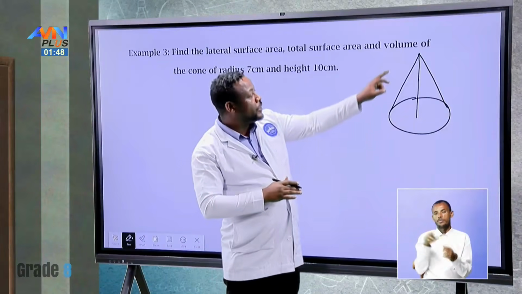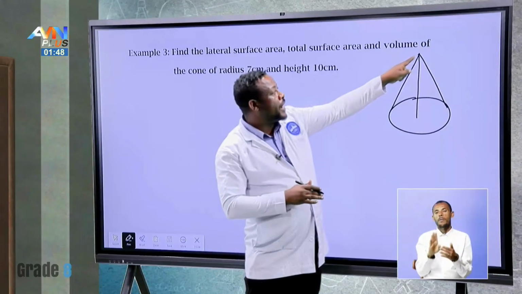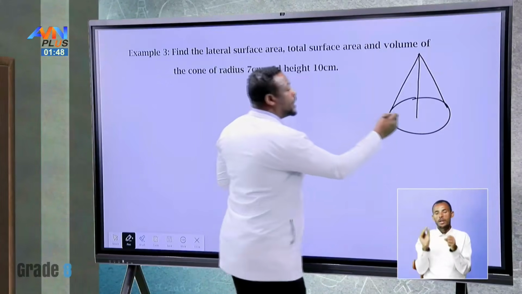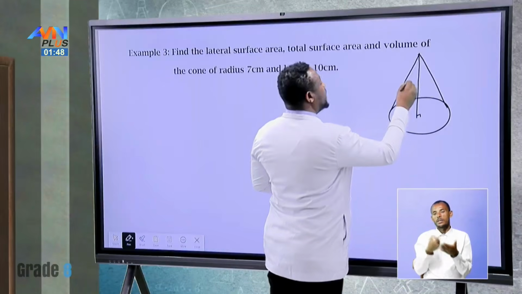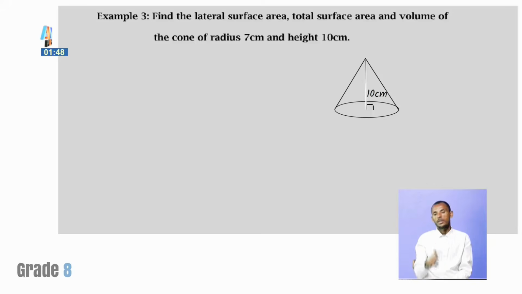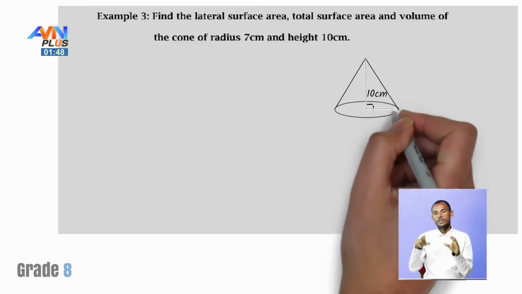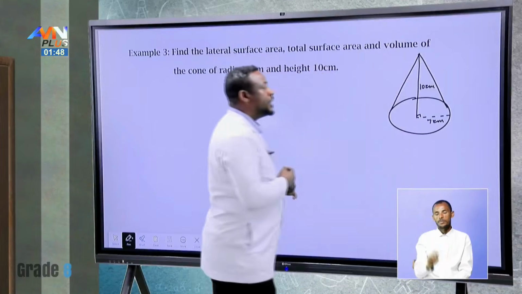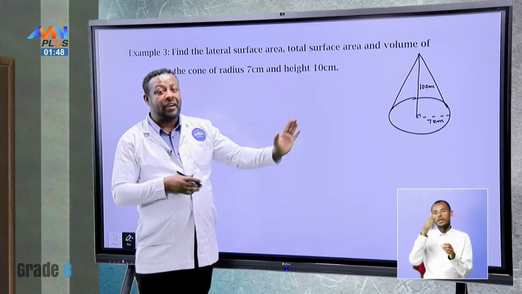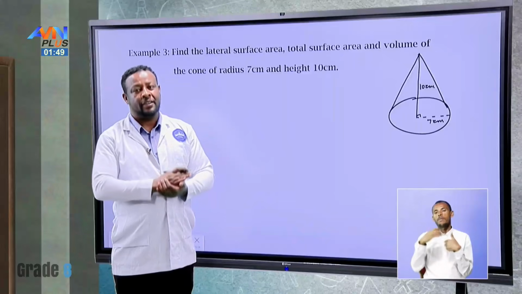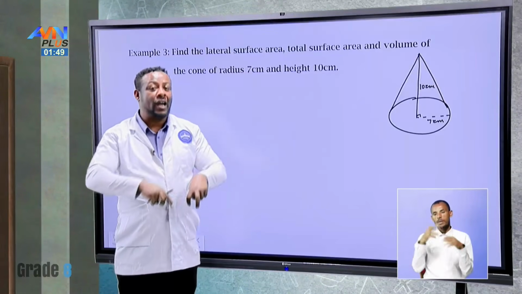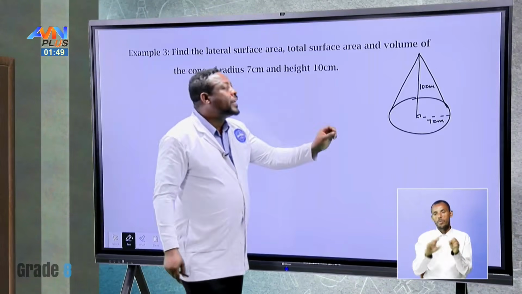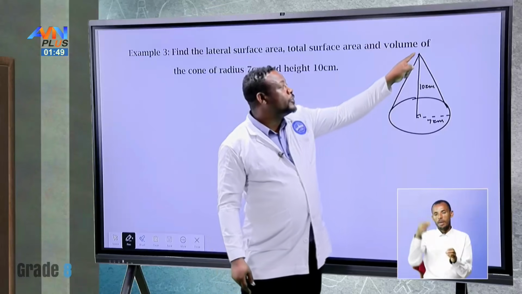Your construction should be a line joining the vertex of the cone and the center, forming 90 degrees. So this is 10 centimeter. The other information that we have here is the radius is 7. So you can construct the radius like this, which is 7 centimeter. To calculate the lateral surface area, you need to have the slant height. Without having the radius and the slant height, we cannot calculate the lateral surface area. So we will calculate the slant height by using this triangle.